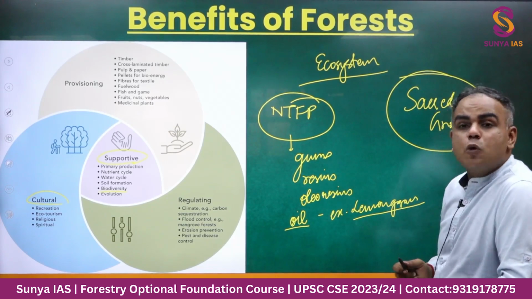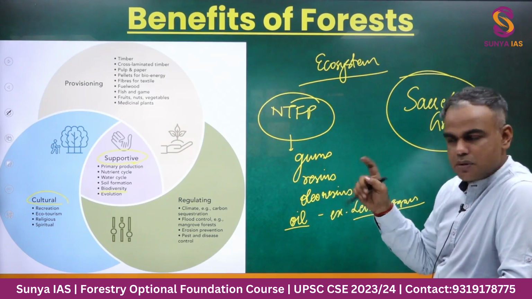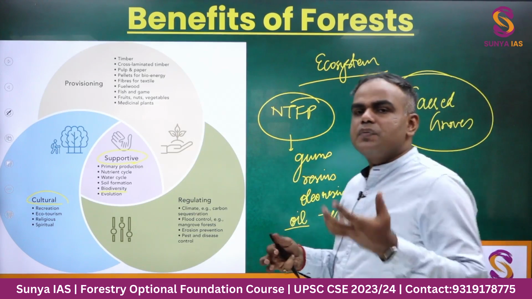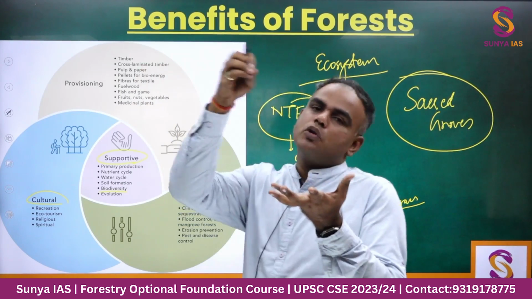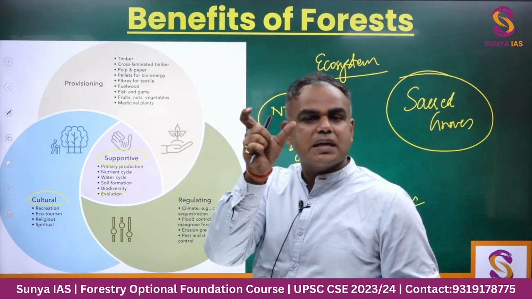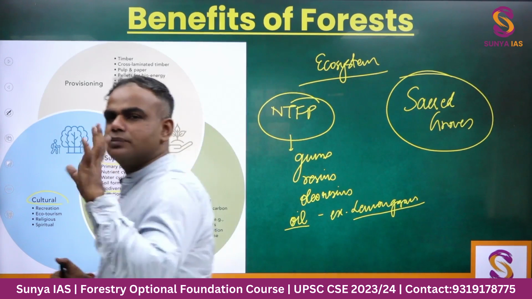And last is regulating. So one is carbon sequestration, and again, please write these technical terms. So in terms of climate, carbon sequestration. What is carbon sequestration? That whatever excess carbon is present, they are going to absorb it. Again, think of photosynthesis. CO2 plus H2O. What does it give you? Glucose, C6H12O6, and oxygen, right?